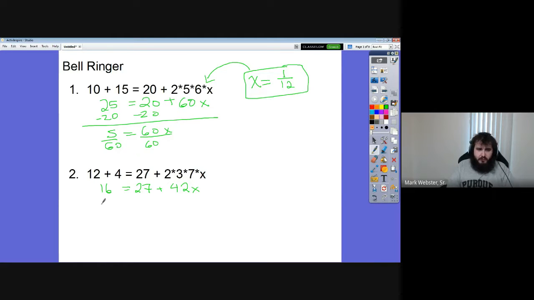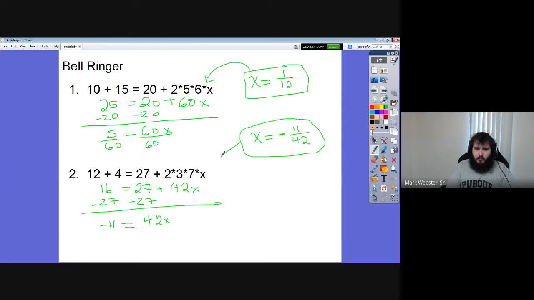Subtract the 27. Get negative 11. And then divide by 42. And we end up with, because 11 and 42 don't have anything in common, negative 11 over 42, right? We can't simplify that any. So we're stuck with leaving it like this for that one.